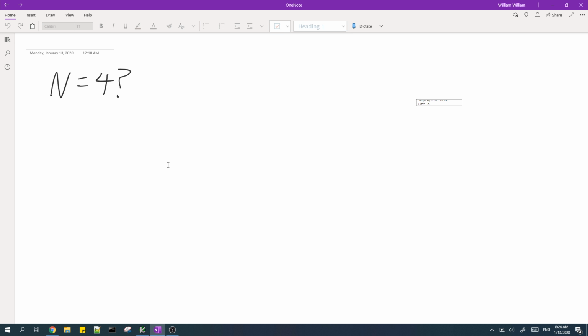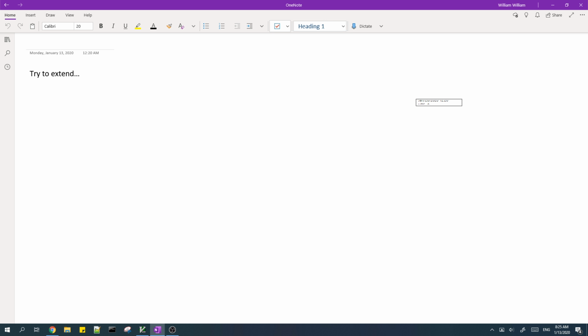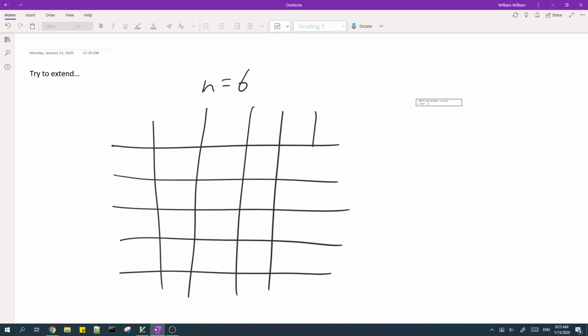Let's try to find the answer for n equals 4. And it turns out that it does exist, and one example looks like this. So let's try to extend the answer for n equals 4 to all even n. So for example, let's try n equals 6. So first, let's put all of the 1s in the main diagonal. So we put all the 1s here.